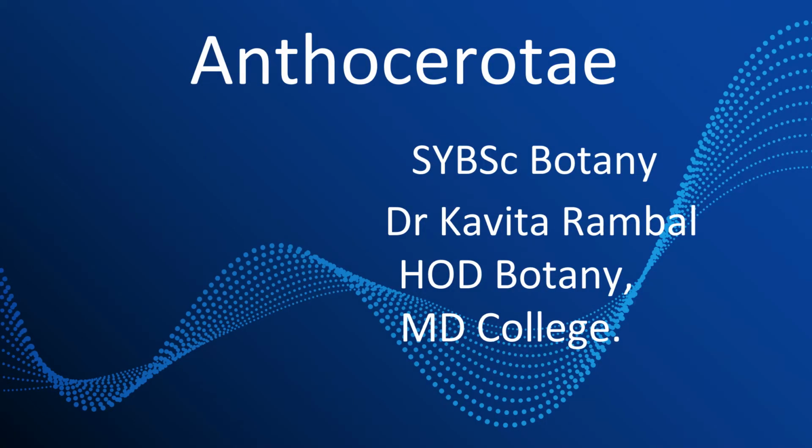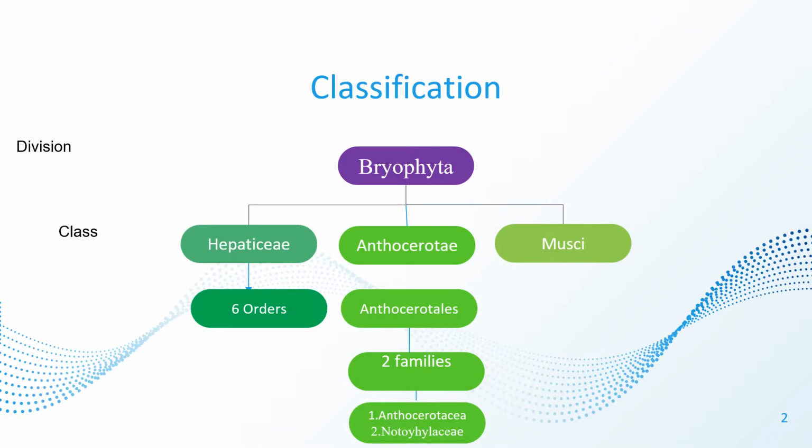Today we are going to study Anthocerotae. As we are going to study Anthocerotae, let us study the classification. Classification of Bryophyta as proposed by G.M. Smith. G.M. Smith divided division Bryophyta into three classes, and these classes are Hepaticae, Anthocerotae, and Musci.